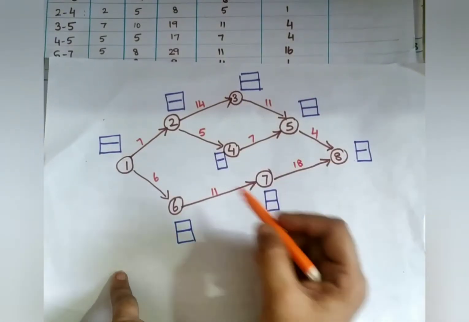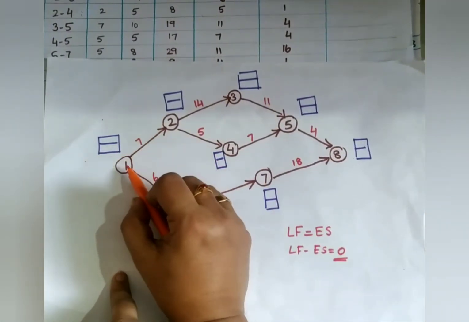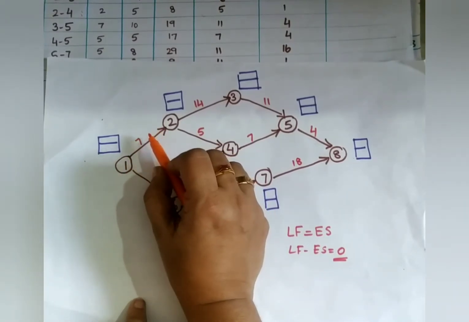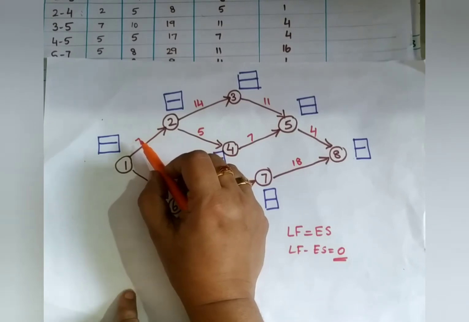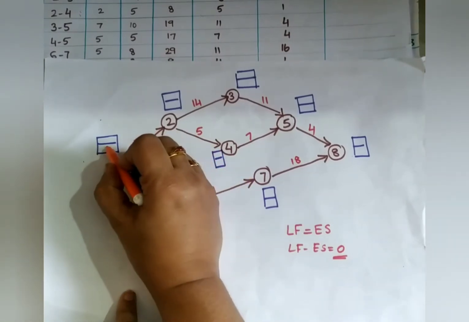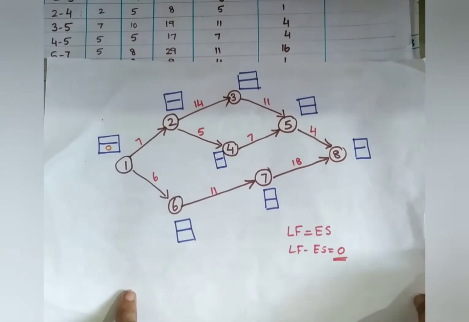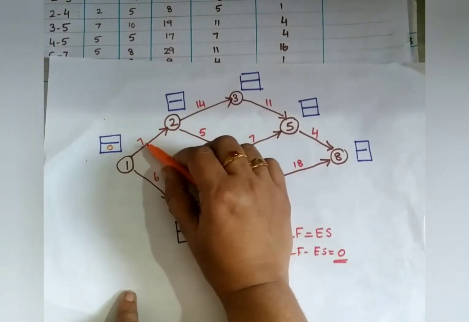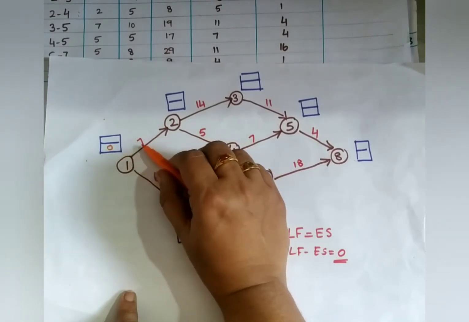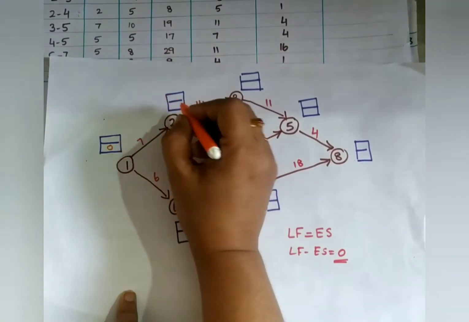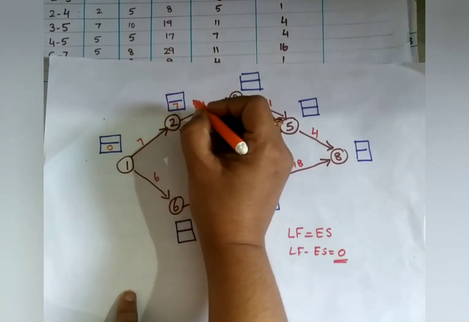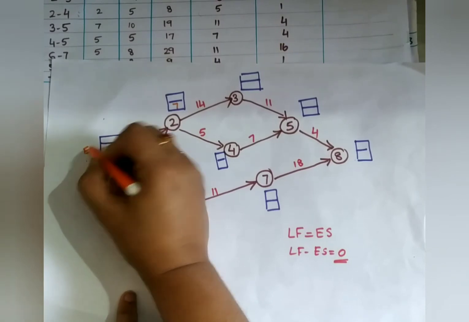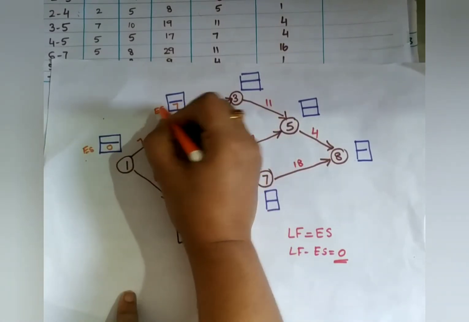Okay. So starting with the first node, 1 to 2. Always it has to start with a 0. So what will be the earliest start of node 1? It is 0 only. Now I am going to 1 to 2. What is this path length? 7. So 0 plus 7. What is the answer? Earliest start is 7. Okay, down I am writing the earliest start.